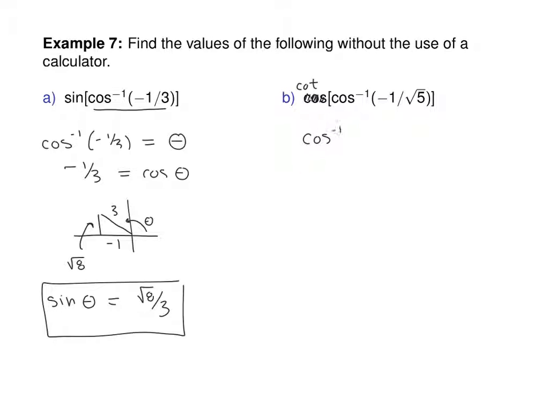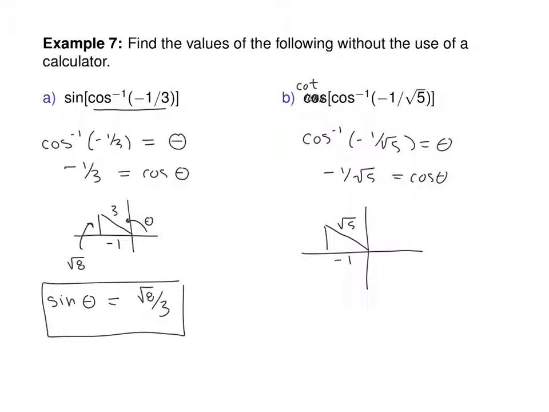So cosine inverse of -1/√5 is equal to some angle theta. -1/√5 is cosine of that angle theta. So we're still in quadrant 2. Actually, the base of the triangle is still -1, right? What's the hypotenuse this time? And then what's the other side? 2. And there's your angle theta.